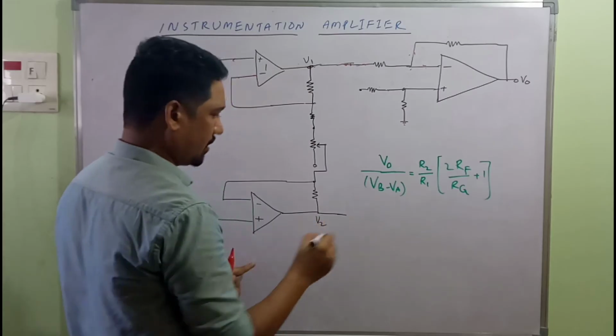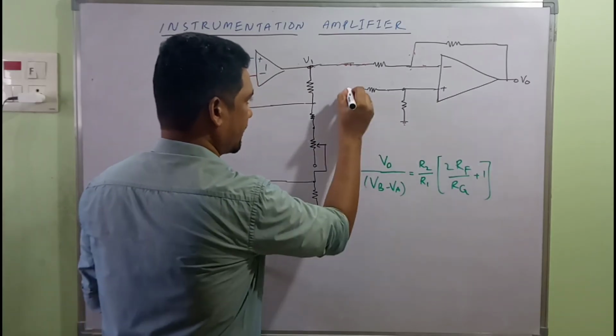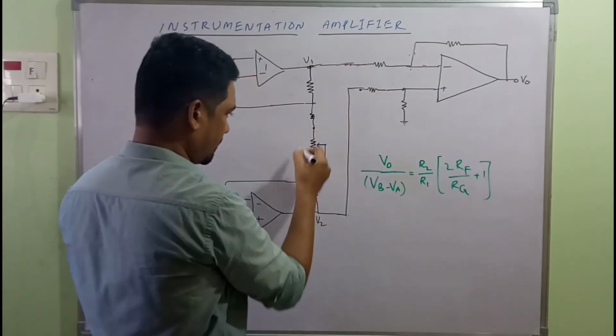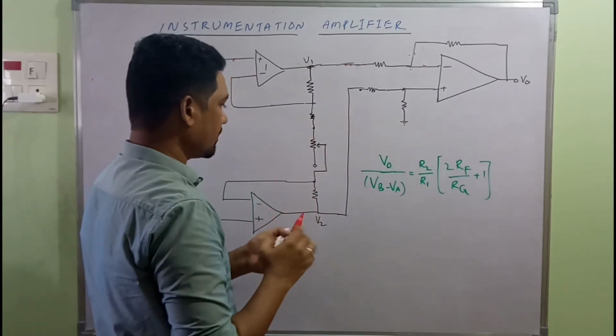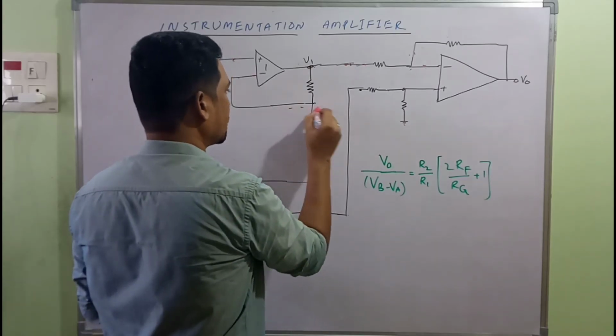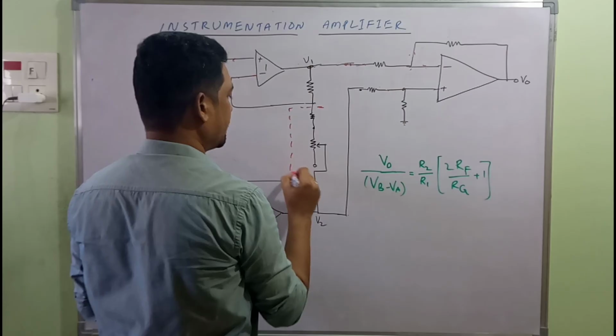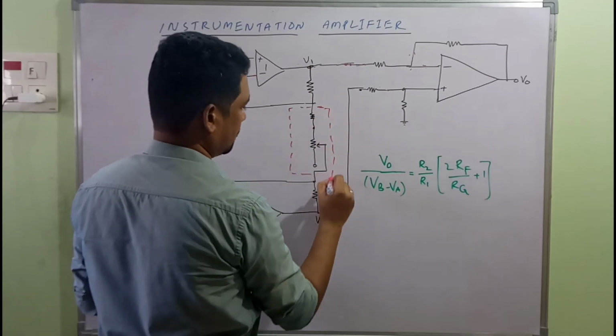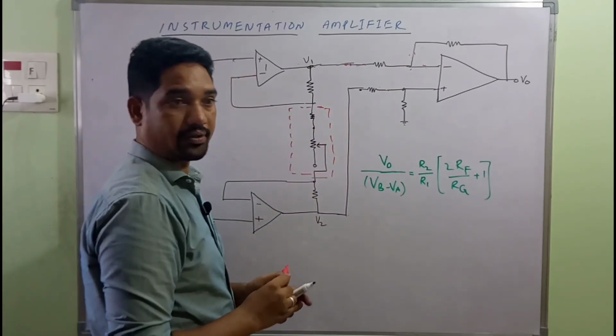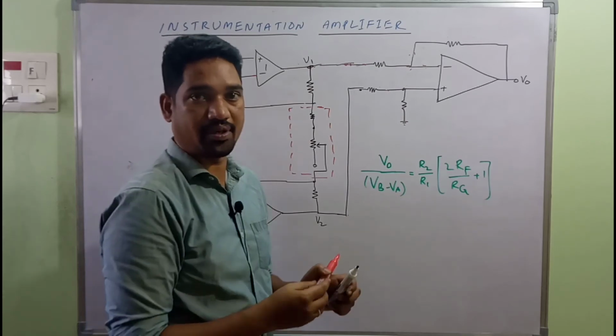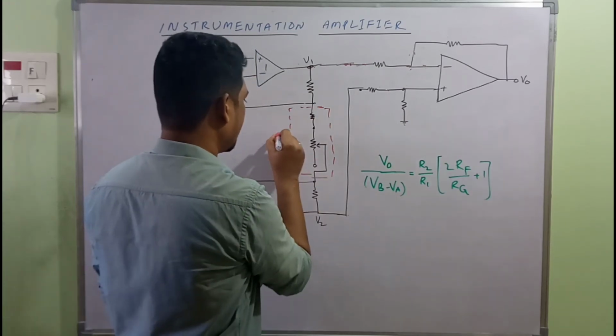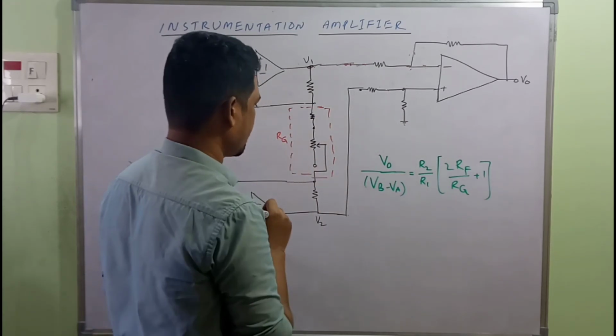Now this is the kind of connection we have. I'm sorry for erasing it away. We have that connection. Now this entire arrangement will be the RG. Practically we have a variable RG, the factor which decides the gain of the instrumentation amplifier. Now this entire thing is RG.